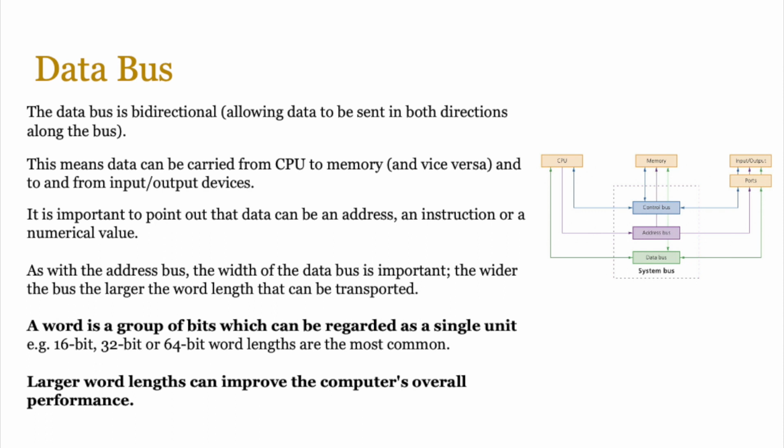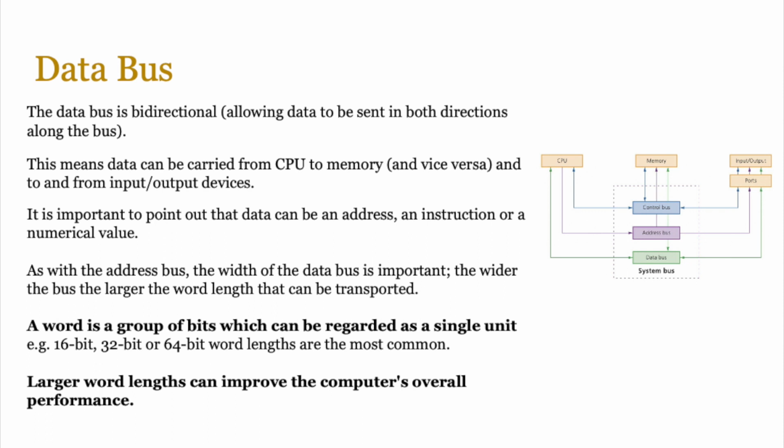As with the address bus, the width of the data bus is also important because the wider the bus, the larger the word length that can be transported. Now, what's a word length? A word length is a group of bits which can be regarded as a single unit. So with a 16-bit data bus, the word length is 16 bits. A 64-bit data bus has a word length of 64 bits. So larger word lengths can improve the computer's overall performance.